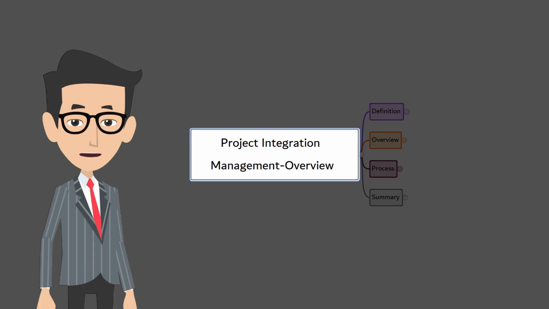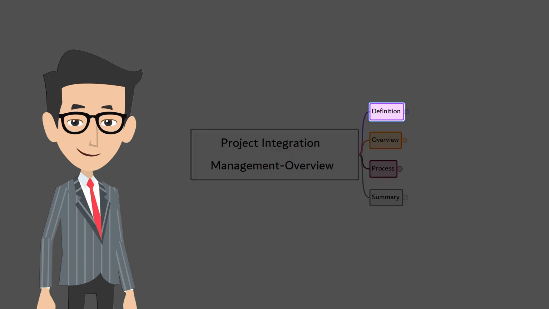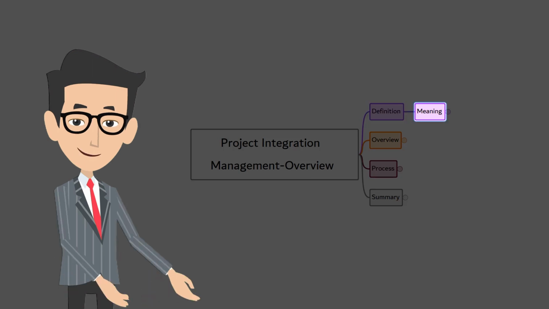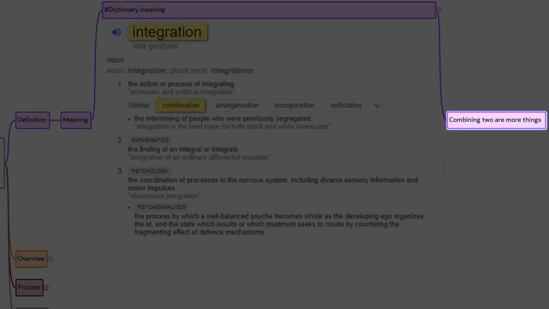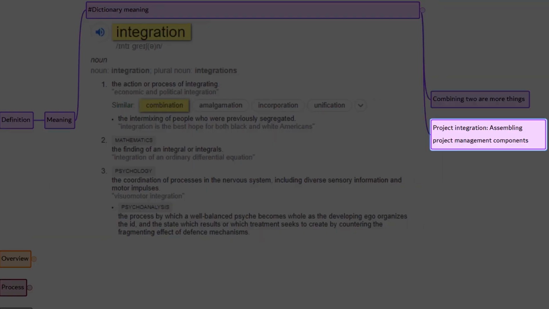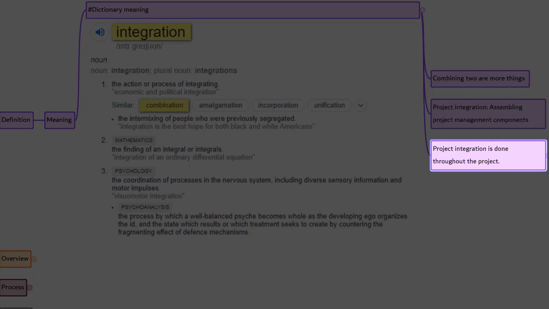Project Integration Management. This is the fourth chapter in the PMBOK guide. What is project integration? First of all, what is integration? Let's look at the dictionary meaning. Integration is the process of combining two or more things in an effective way. In project management, the project manager integrates every component of the project. This is done to manage the project effectively. Don't forget the fact that project integration is done throughout the project.